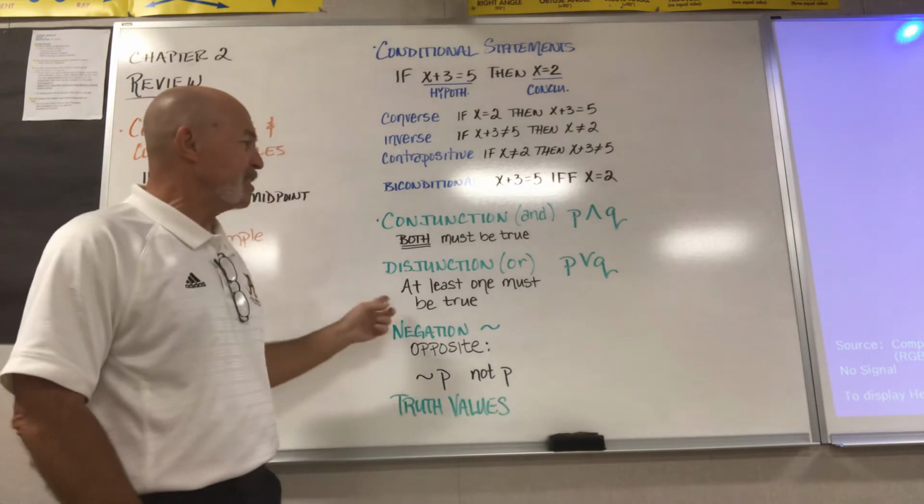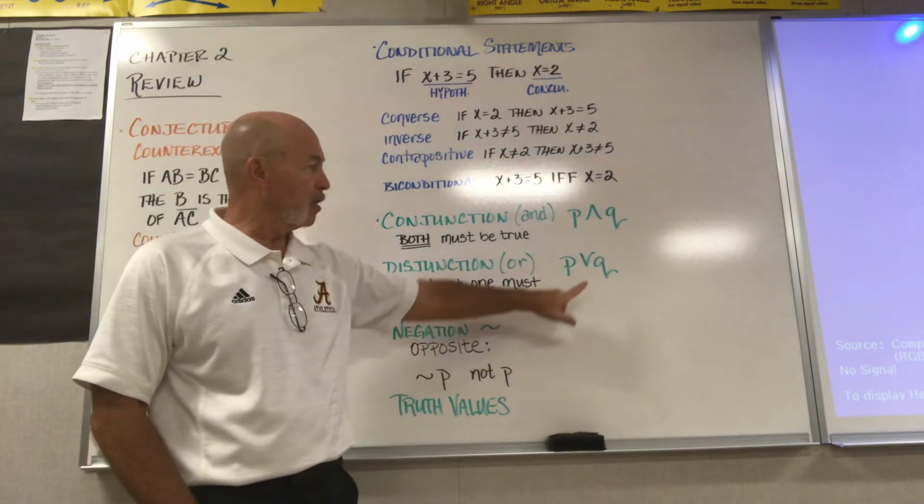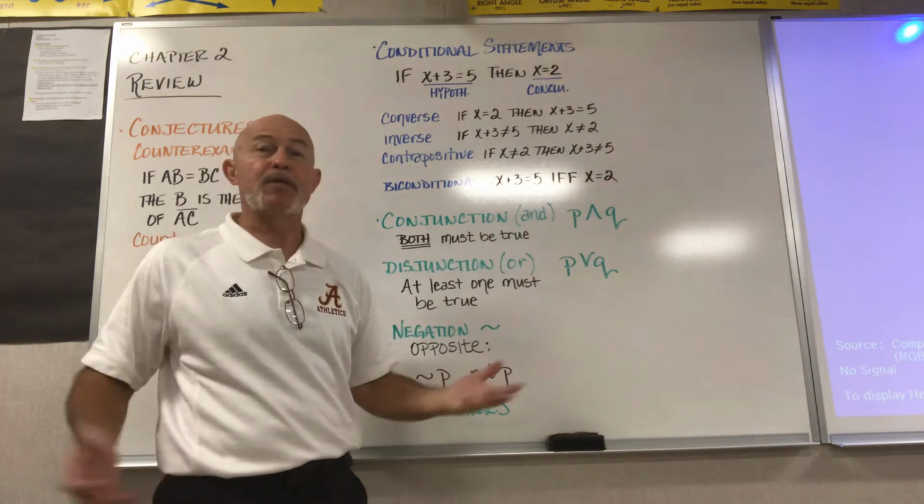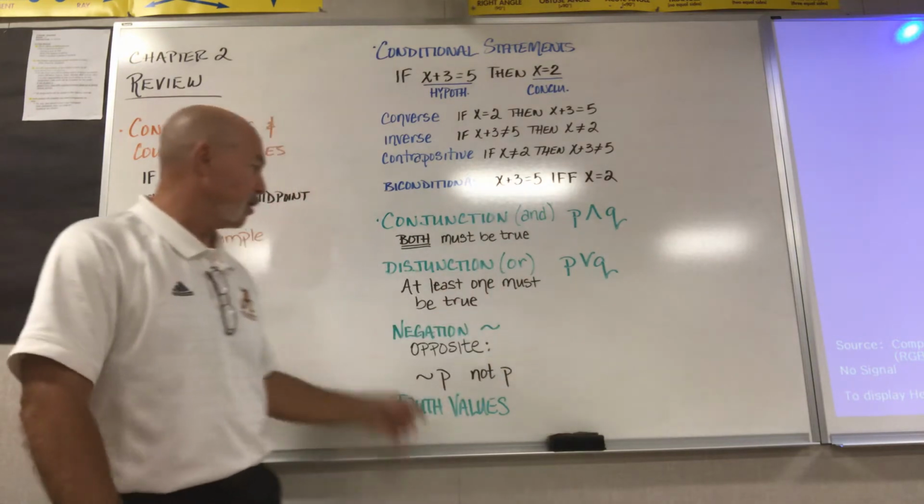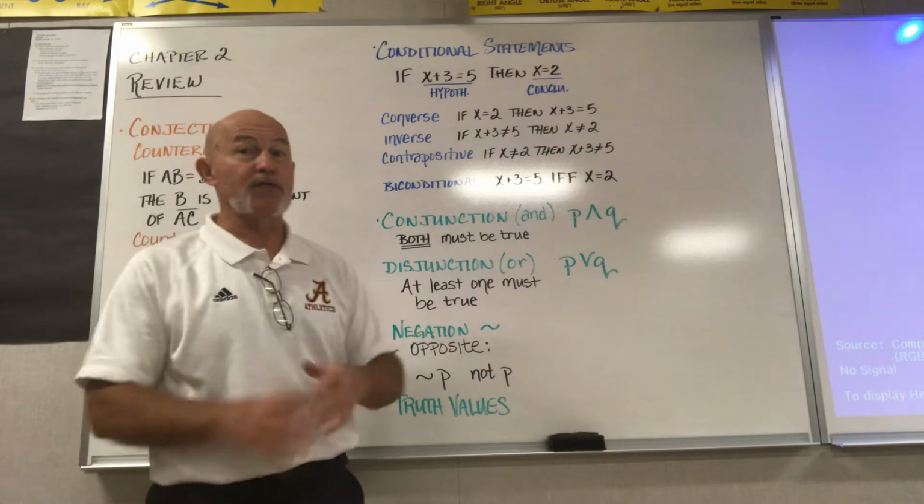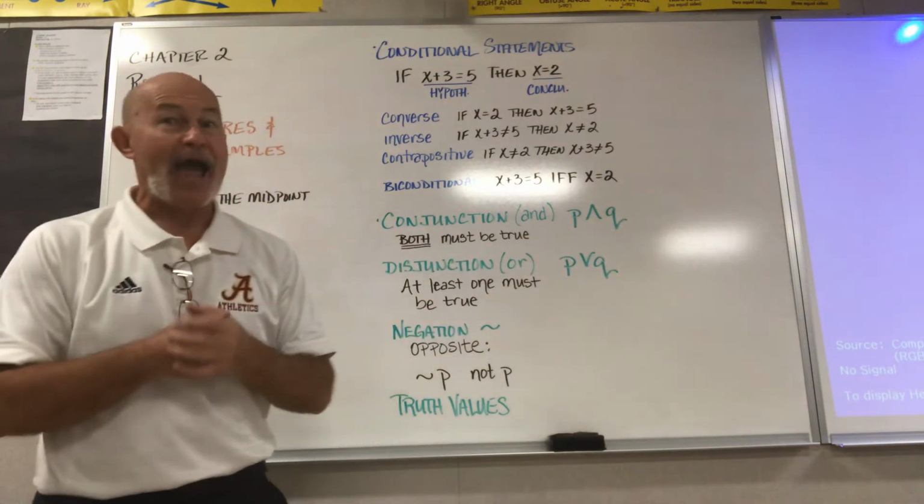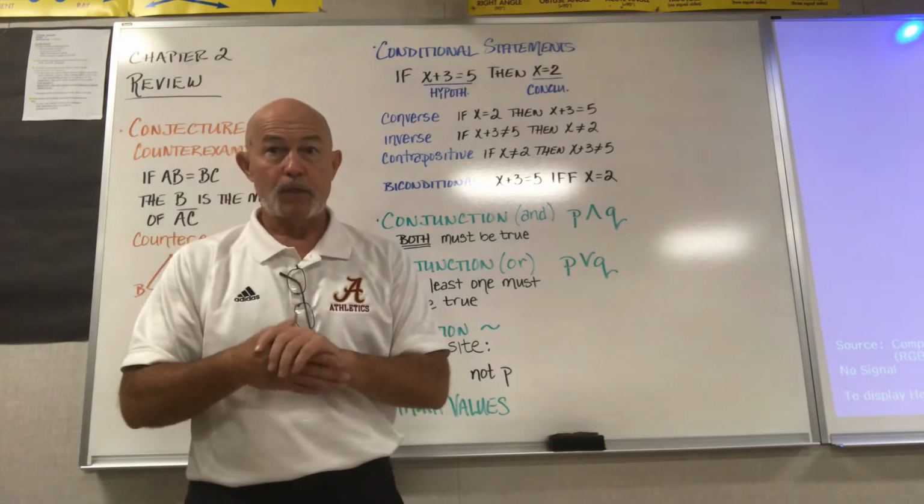Okay? A disjunction is or. It looks like this. Okay? The upside down, an open cup. Everything can fall into it. Because on a disjunction, for the statement to be true, only one of the items has to be true. Okay?